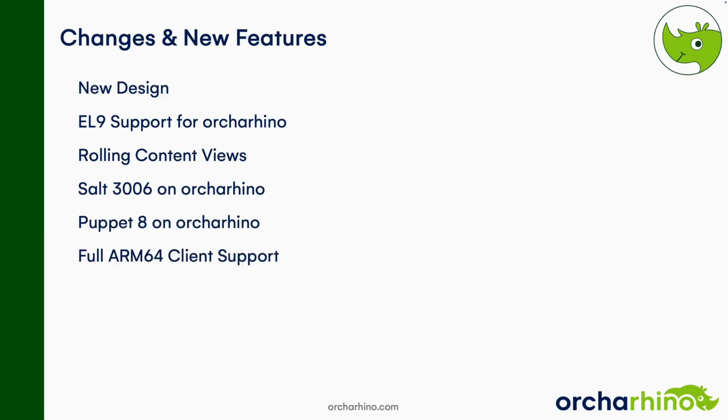So what else is new? orcharhino now comes with full ARM64 client support. So what does this mean? This means that we now provide orcharhino client repositories for Alma Linux, for Debian, for Red Hat, for Rocky, for SUSE, and for Ubuntu, all on the ARM64 architecture. In addition, this means that we now also provide full AWS support for orcharhino clients running on Graviton architecture.